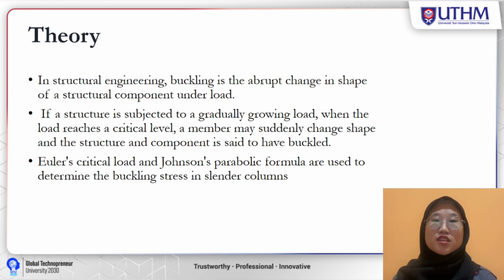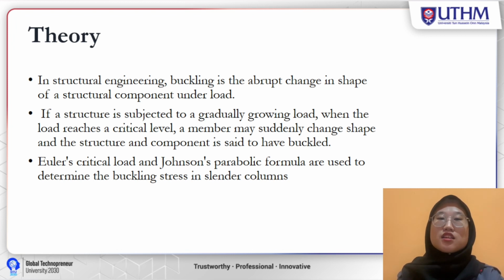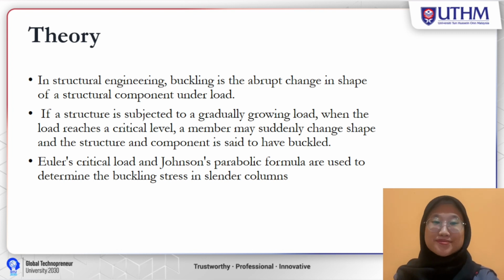So, Euler's critical load and Johnson parabolic formula are used to determine the buckling stress in a slender column. The Euler equation is pi squared E times I over L squared, where E is equal to 69 times 10 to the power of 9 Newton per meter squared, I is the area moment of inertia, and L is the original length of the column.